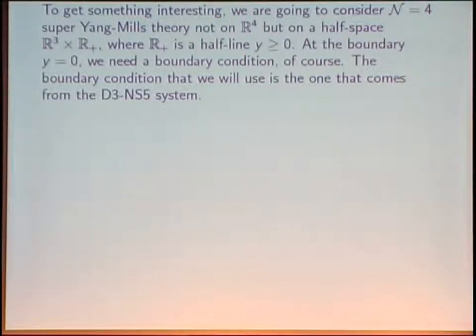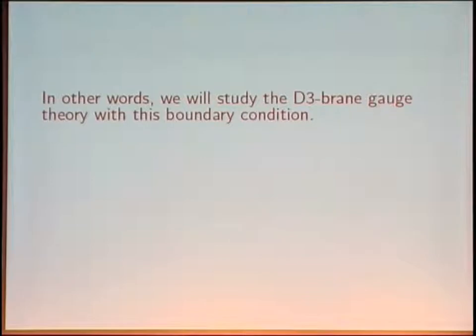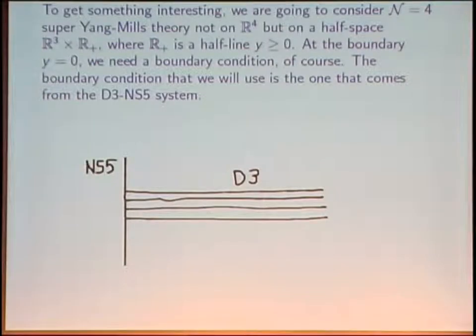Now, obviously, since we're on a space with a boundary, we need a boundary condition at y equals 0. And the boundary condition we're going to use is the one that comes from the D3-NS5 system. Here's a very schematic picture of the D3-NS5 system. We have a lot of parallel D3 branes. They end on a single NS5 brane. So we're going to study the D3 brane gauge theory with the boundary condition that comes from the NS5 system.